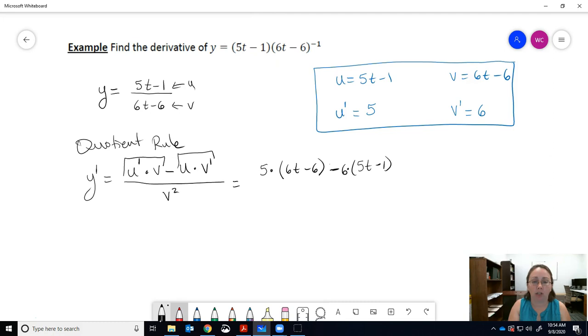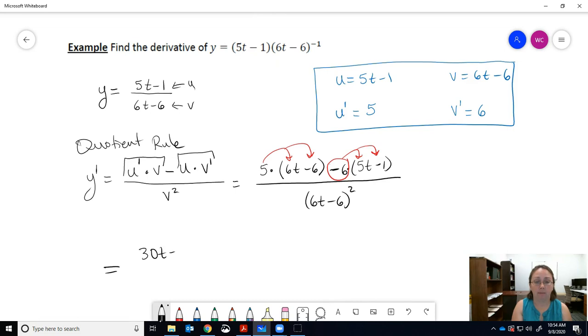I did this because it makes it more clear what we're distributing. We're distributing a 5 here and a -6 here. If I put the 6 on the end and I have to put the negative and the 6 together and distribute it, I tend to find it a little bit confusing. On the bottom is the original denominator, v squared. There you go. Now, like I said, we do need to distribute. We need to simplify the top in order to put our answer in MyLab. So we have 5 times 6 is 30t minus 30. Now we're going to distribute a -6 times a 5t. That would be -30t. -6 times -1 would be +6. All of this is over 6t minus 6, all squared.